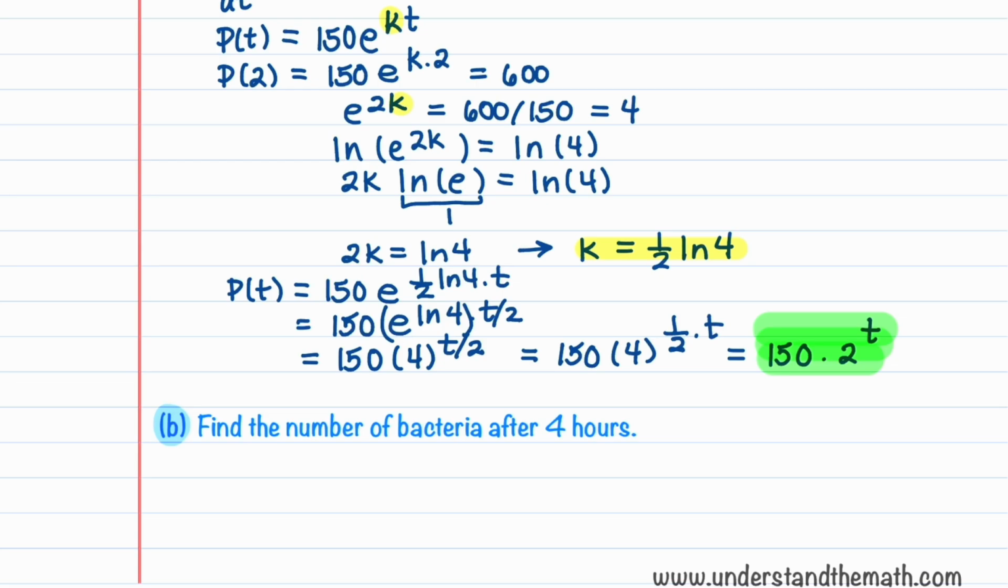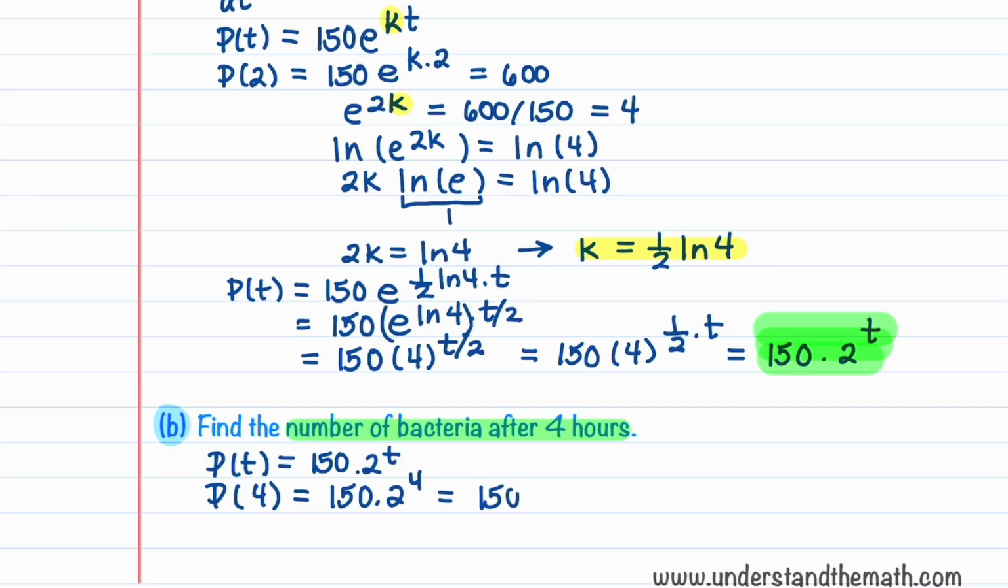Let's now find the number of bacteria after 4 hours. This is a lot easier. All we have to do is take our expression that we found for P and substitute in that t is equal to 4. So let's write down our expression for P. P of t is 150 times 2 to the t. Now we're going to plug in that t is 4.